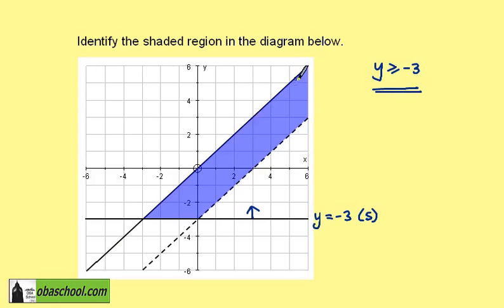Now consider this line. We know that straight lines generally have the form y equals mx plus c, where m is the gradient and c the y-intercept. This goes through the origin, so c is 0. Now consider the gradient. If we go 1 across to the right, we go 1 up. The gradient is equal to the rise, which is 1, divided by the run, giving us a gradient of 1. Therefore, this is the line y equals x.